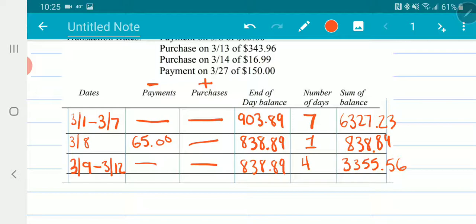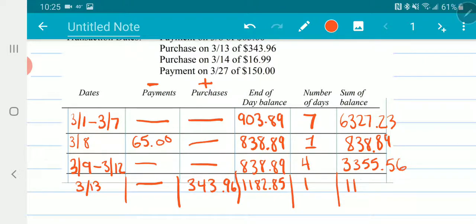I'll give you one more step here, and it's on the 13th. We made a purchase on 3/13, that's the only day we made the purchase, so no payment was made. We did make that purchase of $343.96, so that's going to make my account balance go up. $838.89 plus $343.96 is going to get me a new balance of $1,182.85. The 13th is just one day, so that's also going to be the sum of my balances, 1182.85. Using these strategies, continue to complete this chart and solve the follow-up questions at the end.